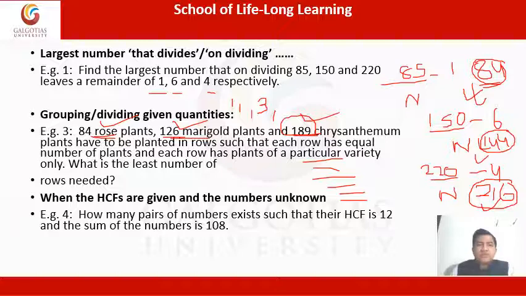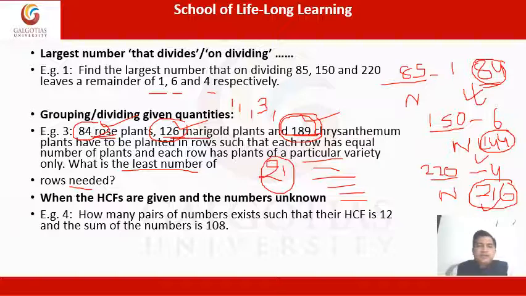And since I want the least number of rows, that means I will plant the maximum number of plants in each of the rows, which is nothing but the highest common factor of 84, 126 and 189. Correct? What will be the highest common factor of 84, 126, 189? I have already told you the ways to find it out. Try to find it out. I think it should be 21, isn't it? Yes or no? I suppose the answer should be 21. Just check it out.